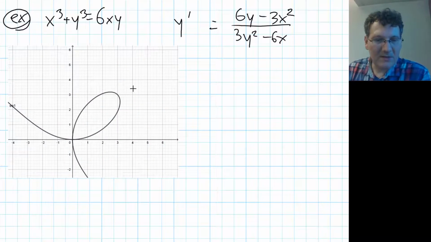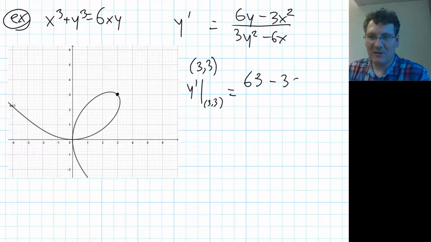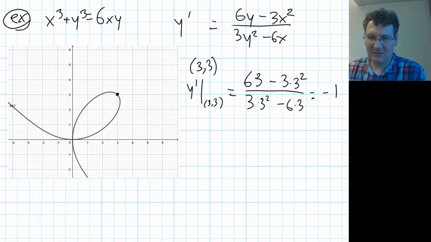Okay, so now this is what this curve actually looks like. And if I wanted to find the equation of the tangent line at the point (3, 3), well, plug that in. Y prime, I'll say evaluated at (3, 3), that's how I'm going to write this. That's going to be 6 times 3 minus 3 times 3 squared over 3 times 3 squared minus 6 times 3. That actually comes out to minus 1.